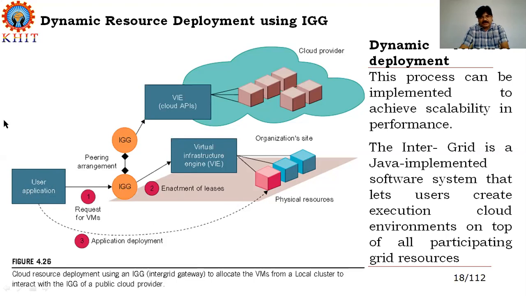He wants to host his application in cloud computing through the virtual infrastructure engine, and he wants to host his application at the organization site through the virtual infrastructure engine. Here, the cloud resource deployment will use an intergrid gateway to allocate the virtual machines from your local cluster to interact with the IGG of your public cloud services.